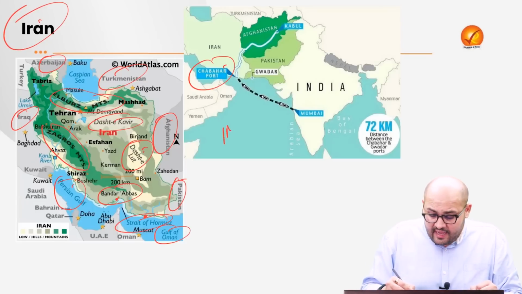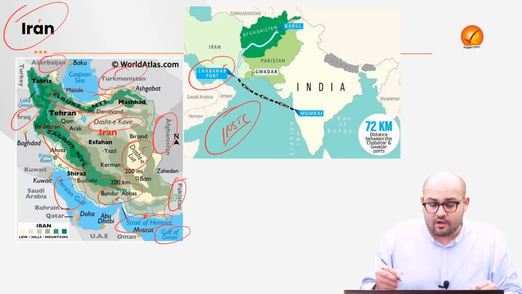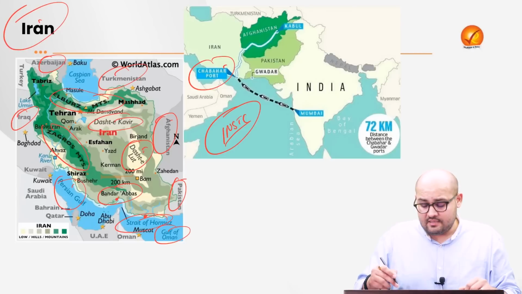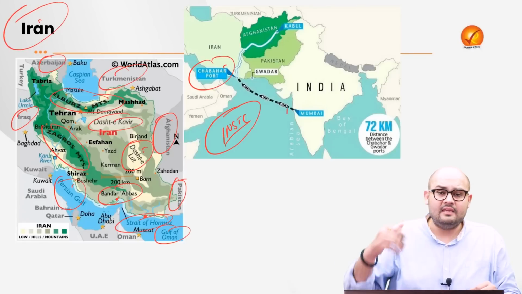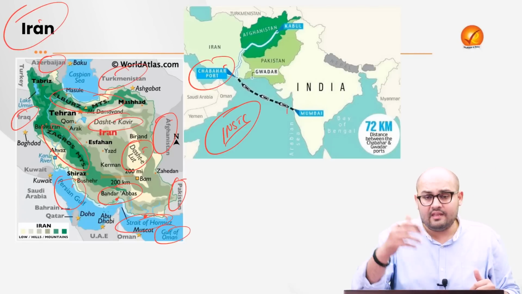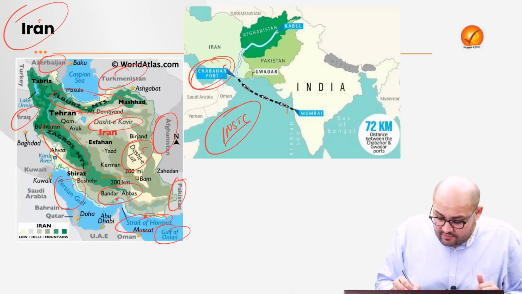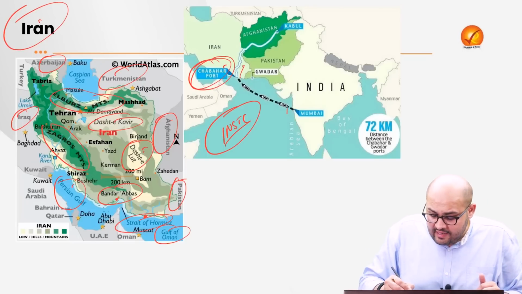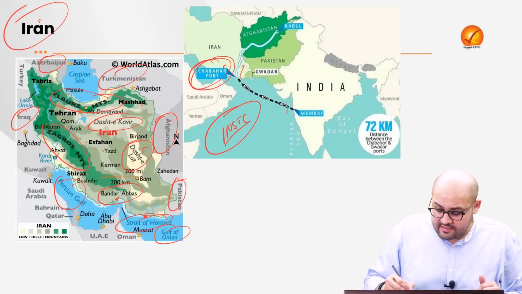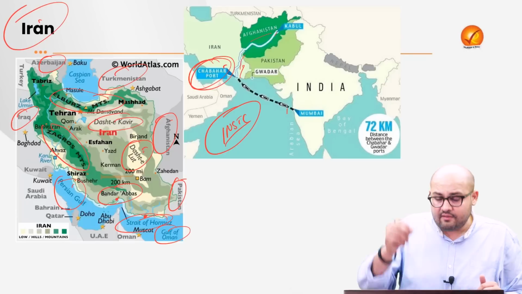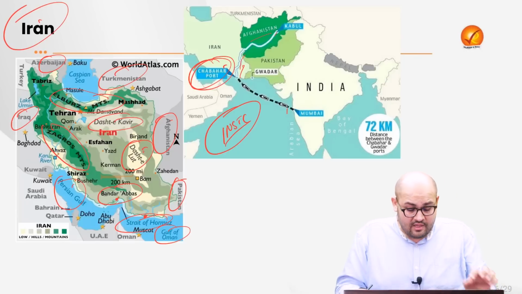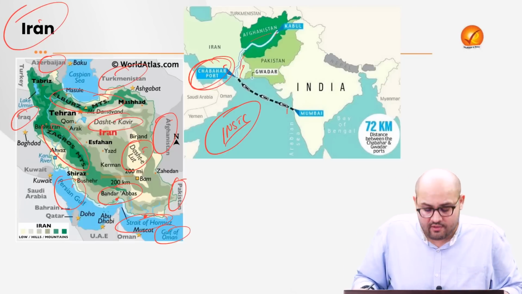It is also a part of the INSTC, International North-South Transit Corridor, which aims to connect the Indian mainland with that of Central Asia and Russia through Iran and Afghanistan, right? So you can just see that we have got Chabahar port, and through rail, road and water linkages, it is being connected to Afghanistan and then further to different Central Asian countries. So this is what you need to know with respect to Iran.